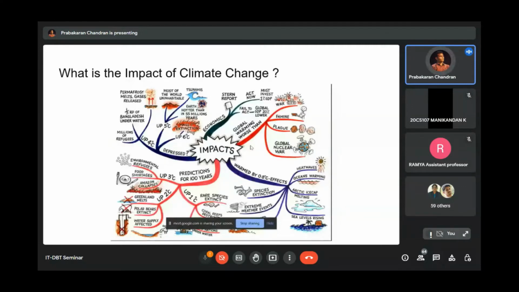In a single line, climate change has its roots everywhere, based on the quantum of the climate change. It will cause effects from small organisms to the worldwide economy. So this is the impact of climate change.